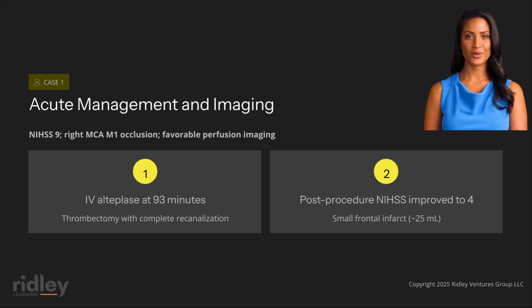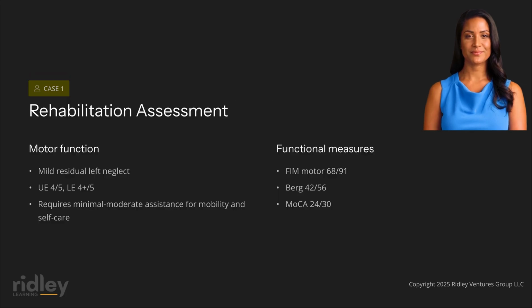Follow-up MRI at 24 hours showed a small right frontal infarct of approximately 25 milliliters, with no hemorrhagic transformation. The rehabilitation assessment on hospital day 2 found Mrs. Chen alert and oriented with good attention to evaluation tasks, despite mild residual left neglect. Motor examination showed left upper extremity strength of 4 out of 5 throughout with mild coordination deficits, and left lower extremity strength of 4+ out of 5 with normal coordination.